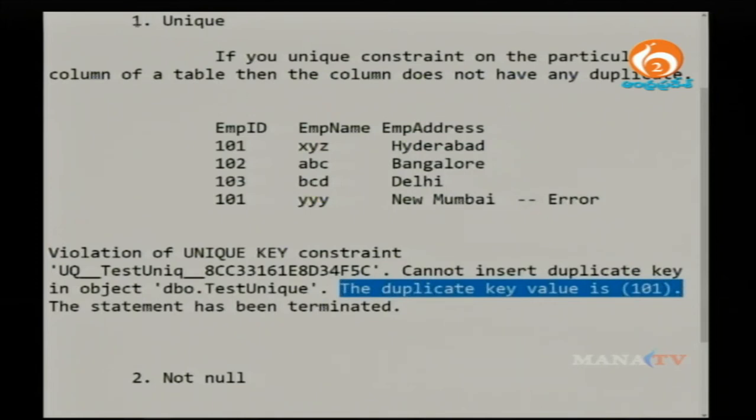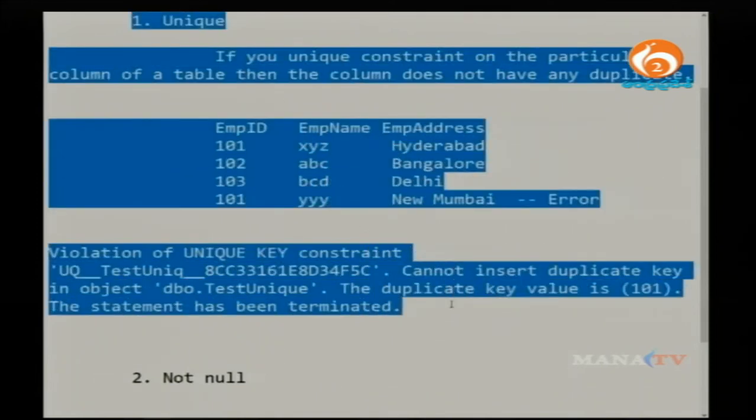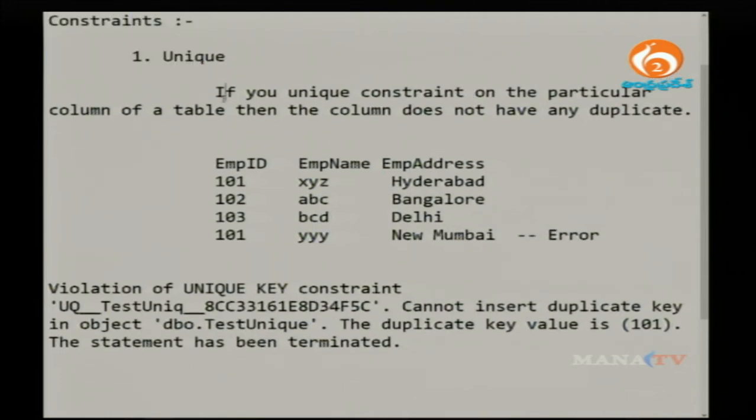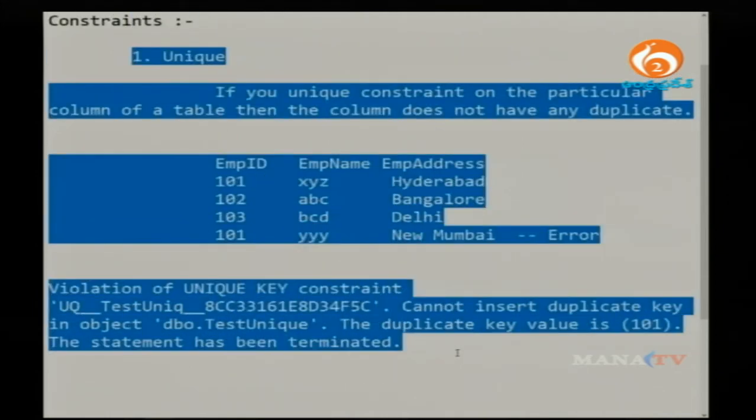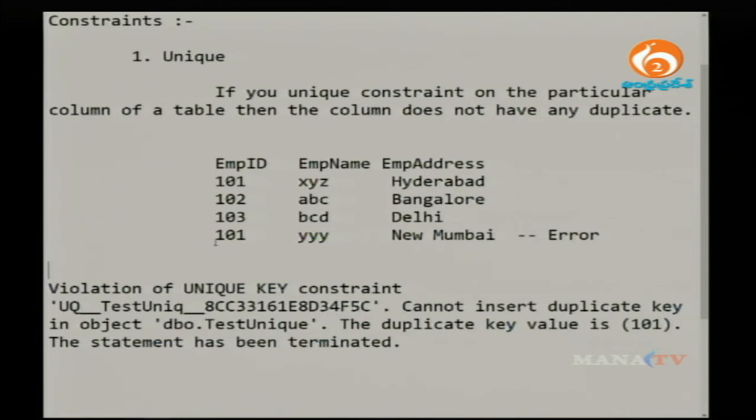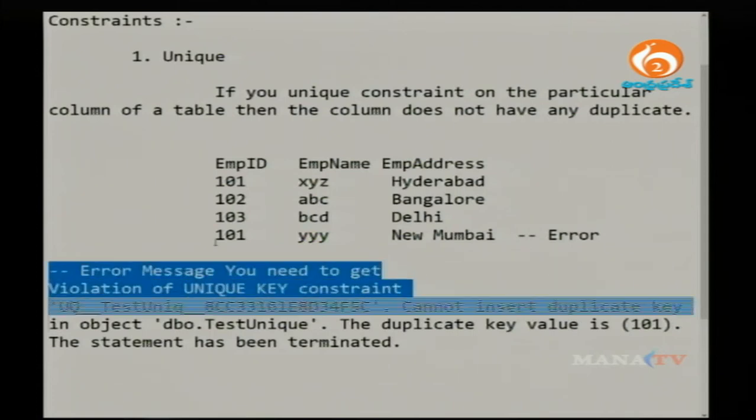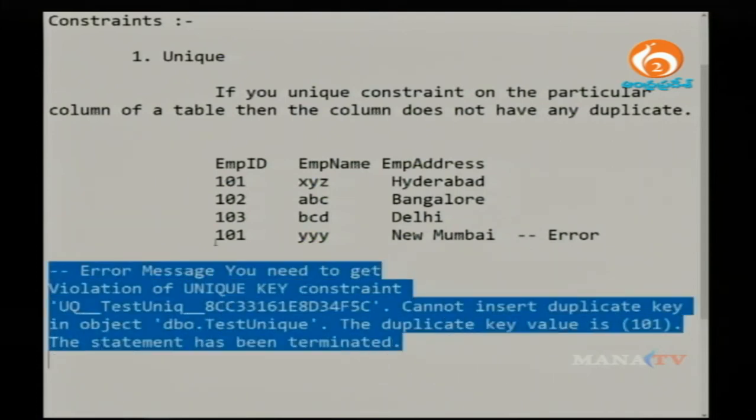Please write down the things displayed on your screen right now, because these are questions which you will probably get in your interviews, very, very important interview questions. So please write these points, whatever is displayed, and this is the error message you have to get whenever you are practicing also. Once you get this error message, it means it is probably correct. Please check it out.